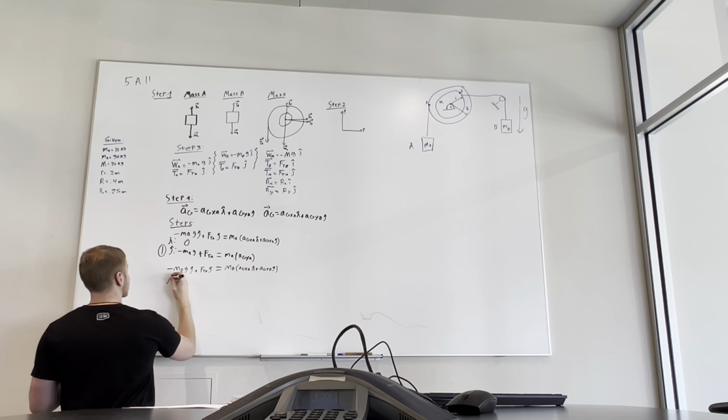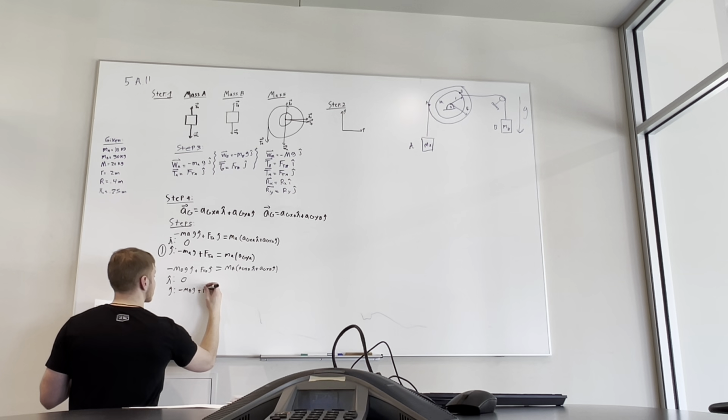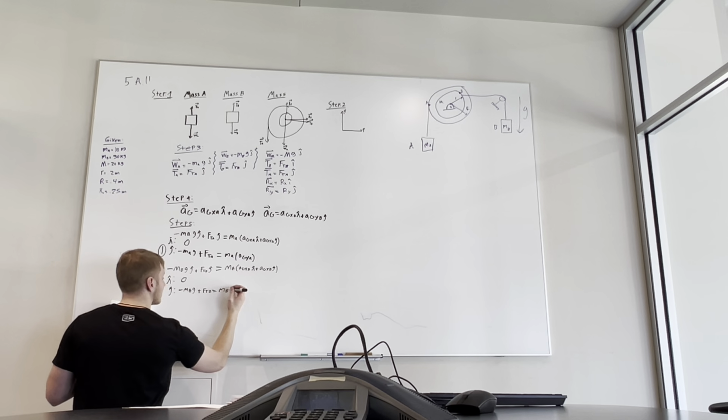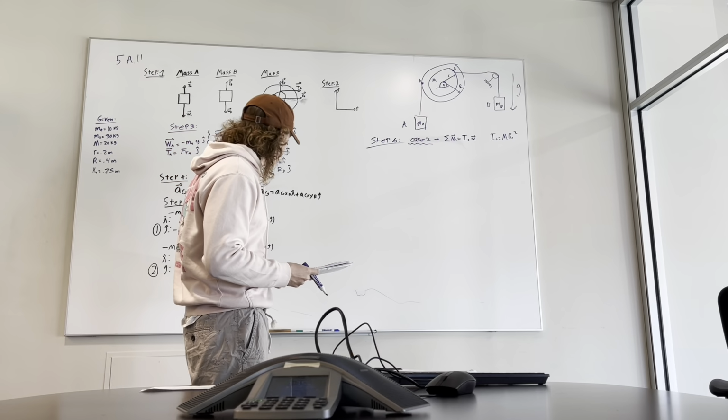And then we'll need to do our 2 scalar equations for mass B, and for the I component, it will also be 0. For the J component, it will be negative MB times gravity plus FTB is equal to mass B times the acceleration of B in the Y component. And that is step 5. So the next step is step 6.